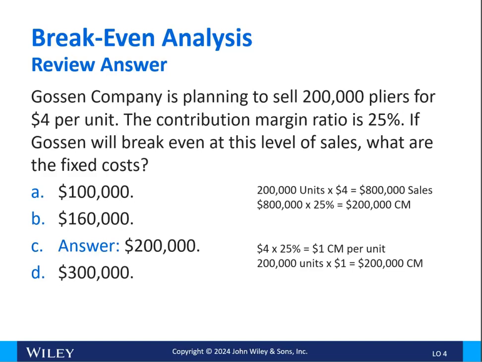The other way is to look at our contribution margin per unit. So $4 of sales per unit times 25% contribution margin gives us our $1 contribution margin per unit. Multiply that by the number of units, 200,000 units, it's $200,000 of contribution margin. Again, at break even, our contribution margin equals our fixed cost.